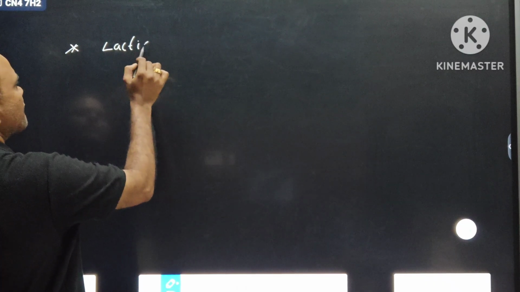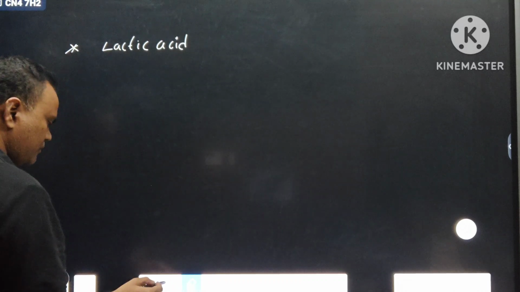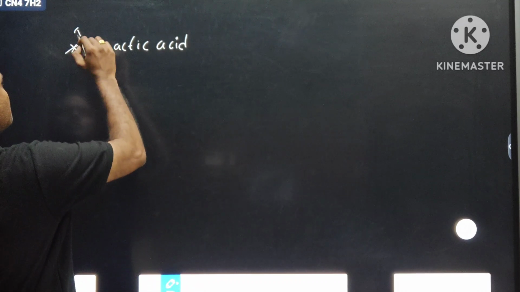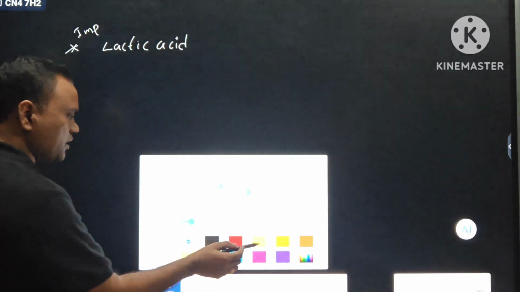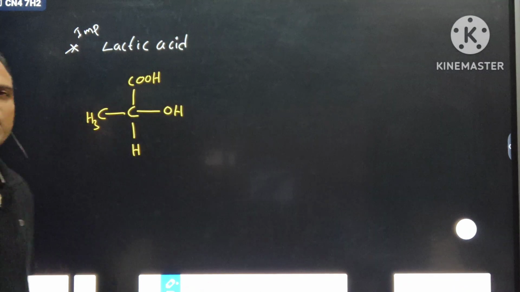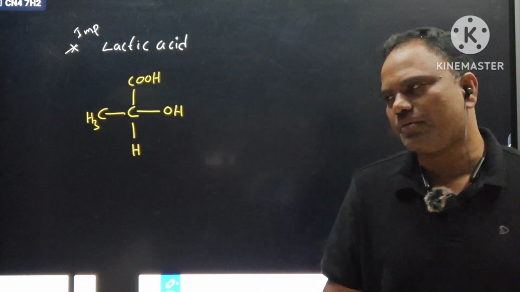Lactic acid. Keep a star mark for this. Keep the important symbol for lactic acid. You tell me the importance of lactic acid. Yes, optically active. Very, very important. Which of the following is an optically active carboxylic acid?